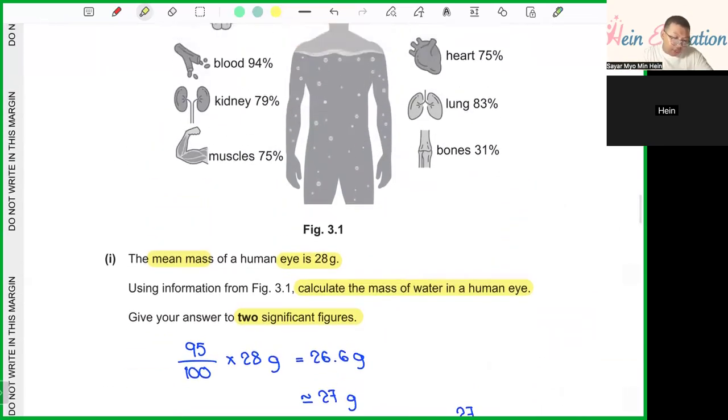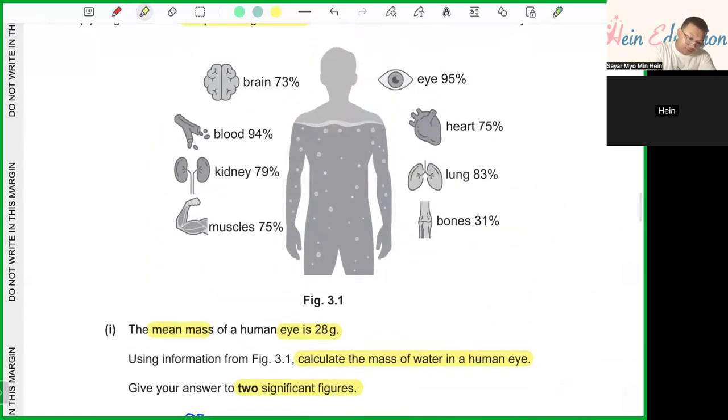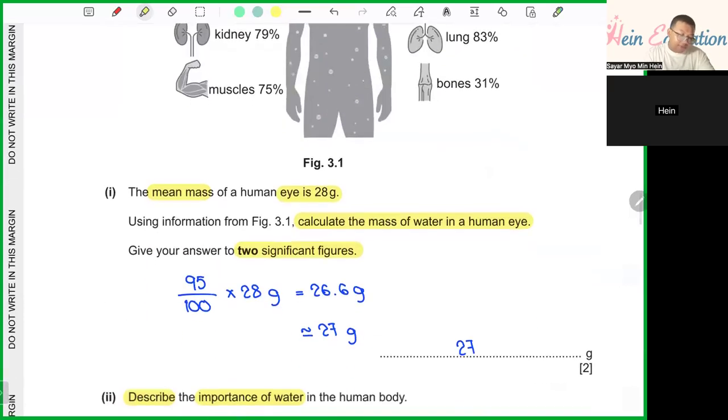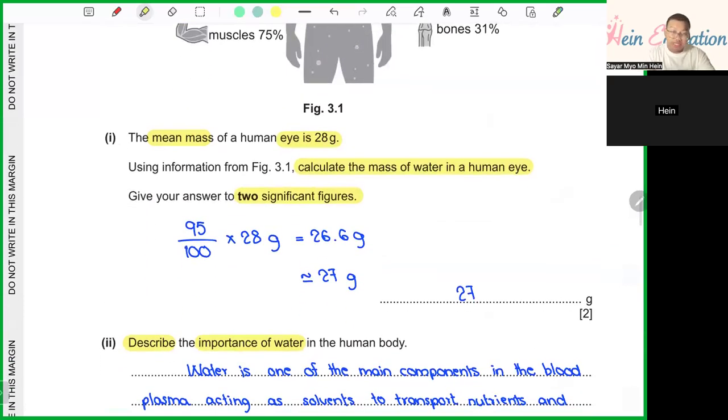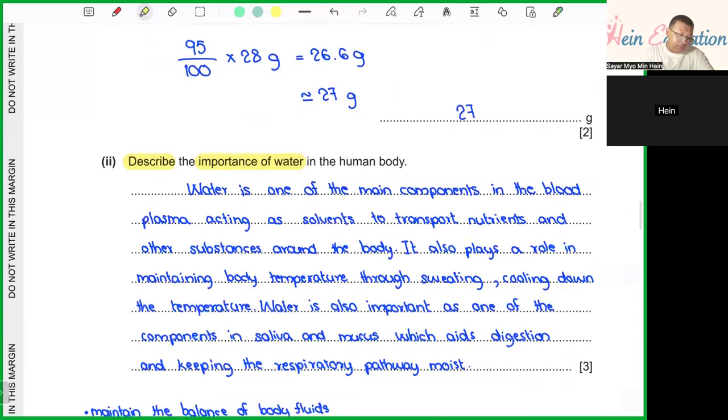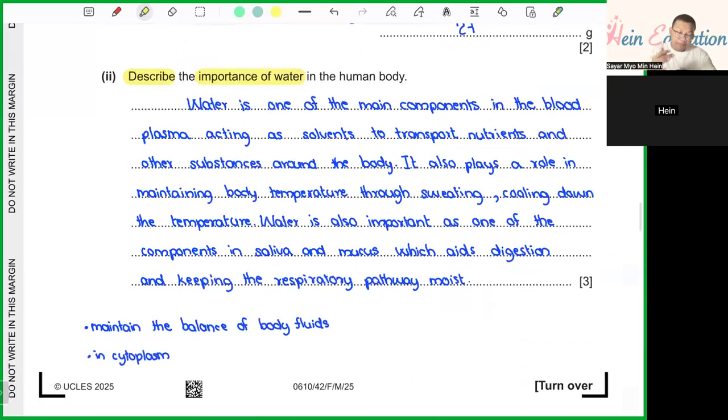So it says that for the human eye it is 95%, right? So 95%, which is 95 over 100 times 28 grams. So we get 26.6 grams, and we need to convert it into two significant figures, which is 27 grams. And number two, describe the importance of water. So these are my answers.